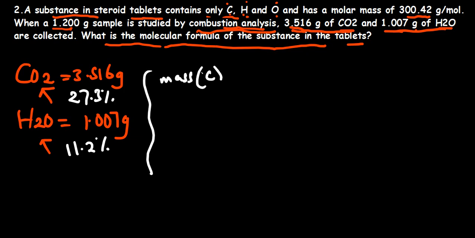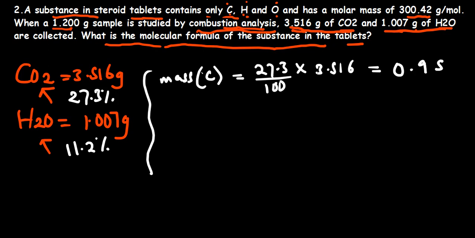So we're going to say mass of carbon is equal to 27.3 divided by 100, and then we multiply by the mass of carbon dioxide, which is 3.516. You punch this into your calculator, and it should give you 0.9599. So this will be the mass of carbon in the carbon dioxide that we've been given.